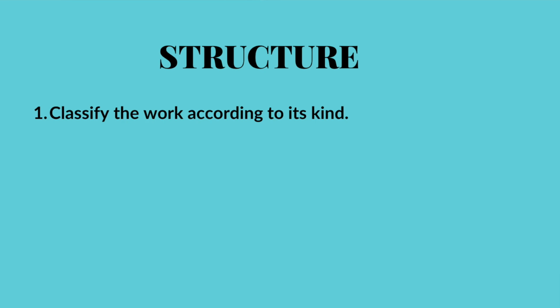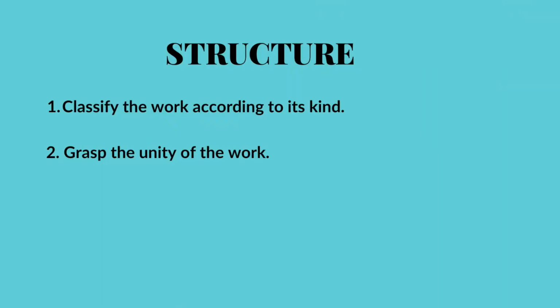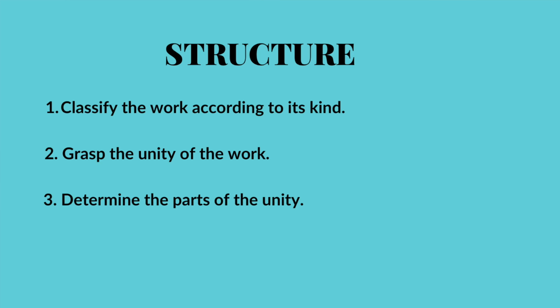Number 1, classify the work according to its kind. Is it a story, a novel, or a play, for example? Number 2, grasp the unity of the work. For a story or a play, that's the plot. For a lyric poem, it may be the emotion they're trying to convey. And number 3, determine the parts of the unity. Like in a story, the plot points and the characters are parts that make up the unity of the story.